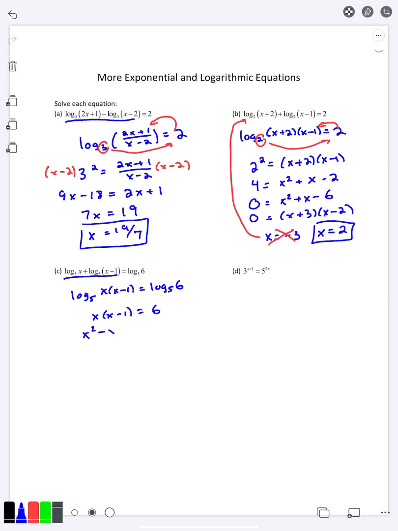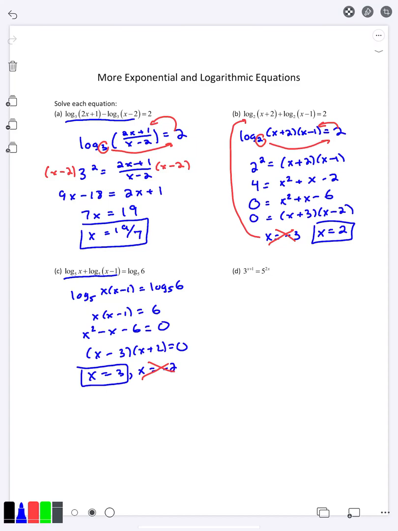But then we go ahead and multiply things out, move the 6 over. This one factors slightly differently than the last one. We get 3 and negative 2. This time it's the negative 2 that won't work, but the 3 does. And this gives us our answer here. So the fact that there's a log on the right-hand side makes it look worse, but it's actually maybe slightly less work to solve the problem.